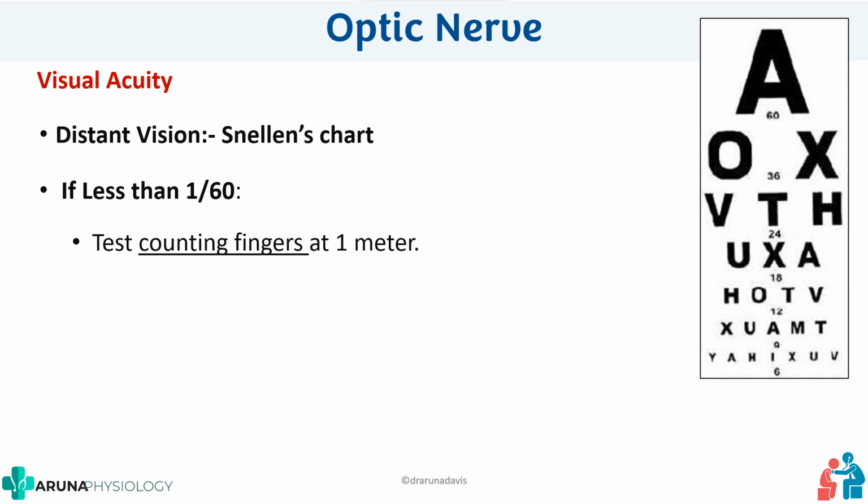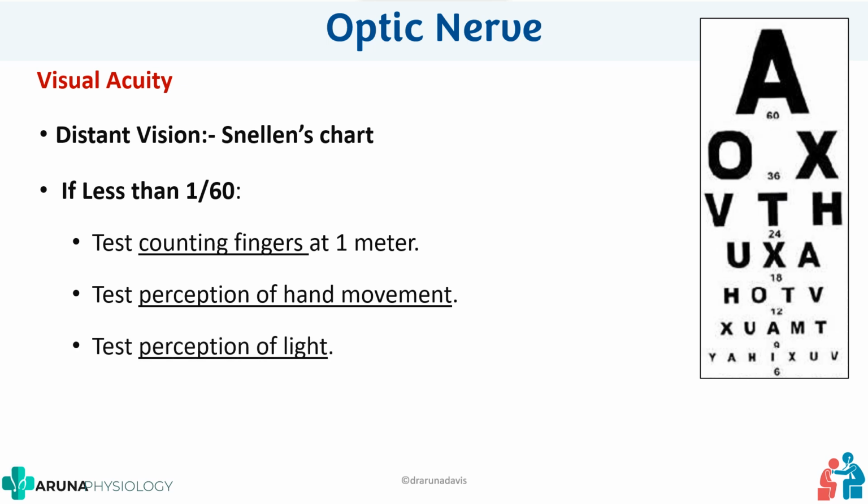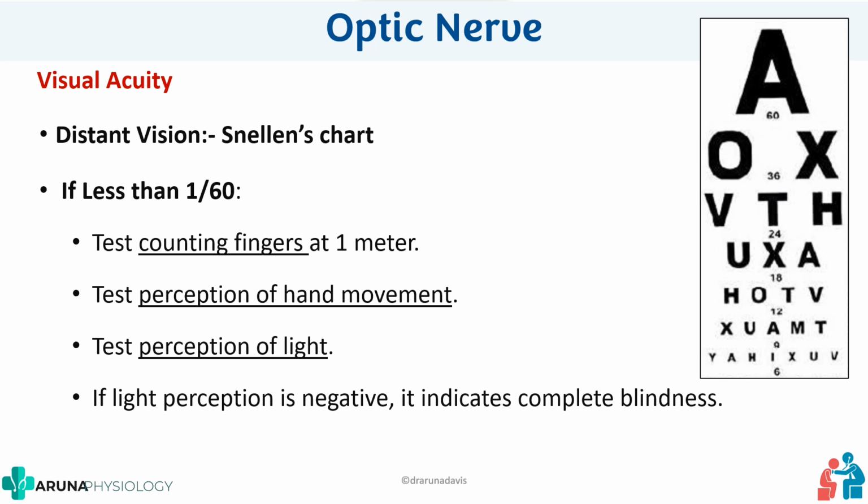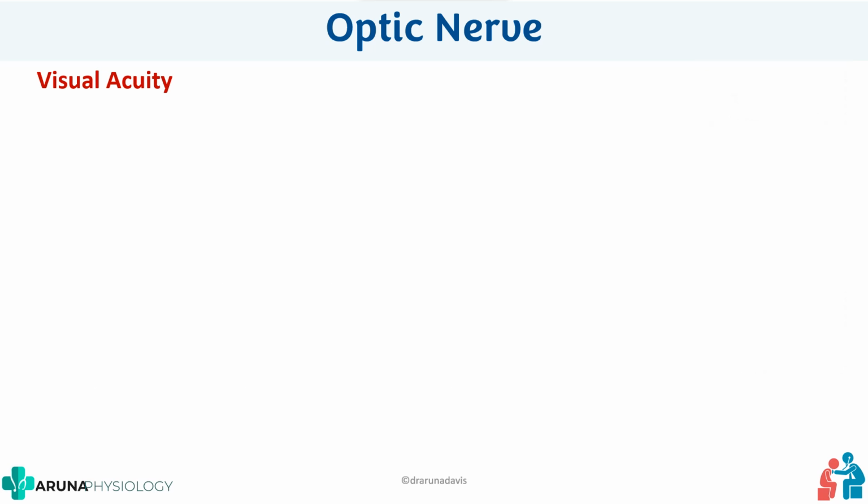Now if he is not able to even count the fingers, you can ask the subject whether he can perceive a hand movement. You can just move the hand and ask him whether he can perceive that hand movement. If that is also not possible, you can shine a torchlight and ask if he can see the light, that is perception of light. Now if perception of light is also negative, it just indicates complete blindness. Okay, so these are the different steps by which you can test for distant vision.